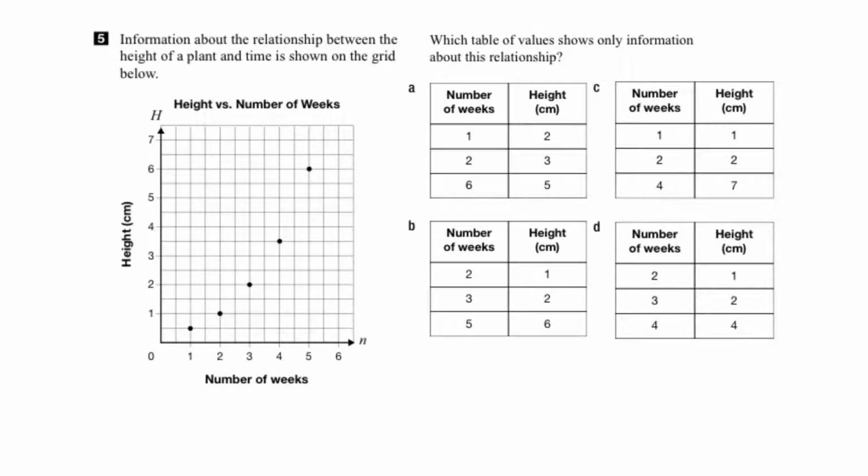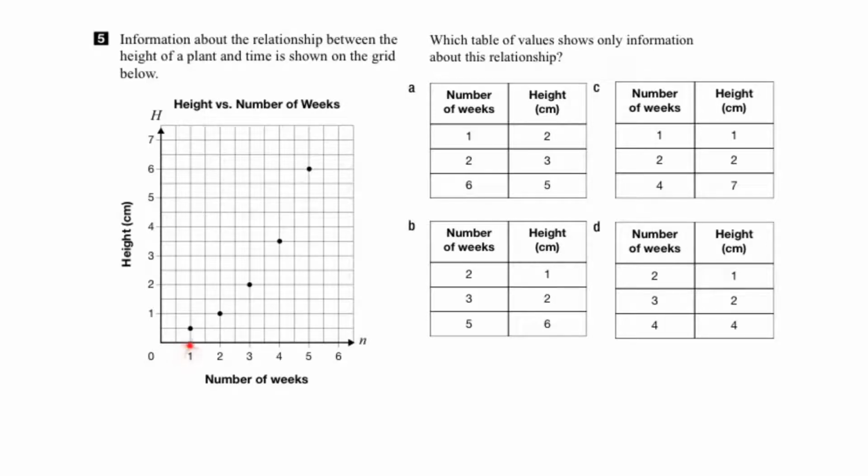In this question, we're given a grid that represents the height of a plant after a certain number of weeks. The vertical axis is the height in centimeters, and the horizontal axis is the number of weeks. And we have to determine which of these tables represents this relationship. All right, let's go to our grid and look at the very first point right there.